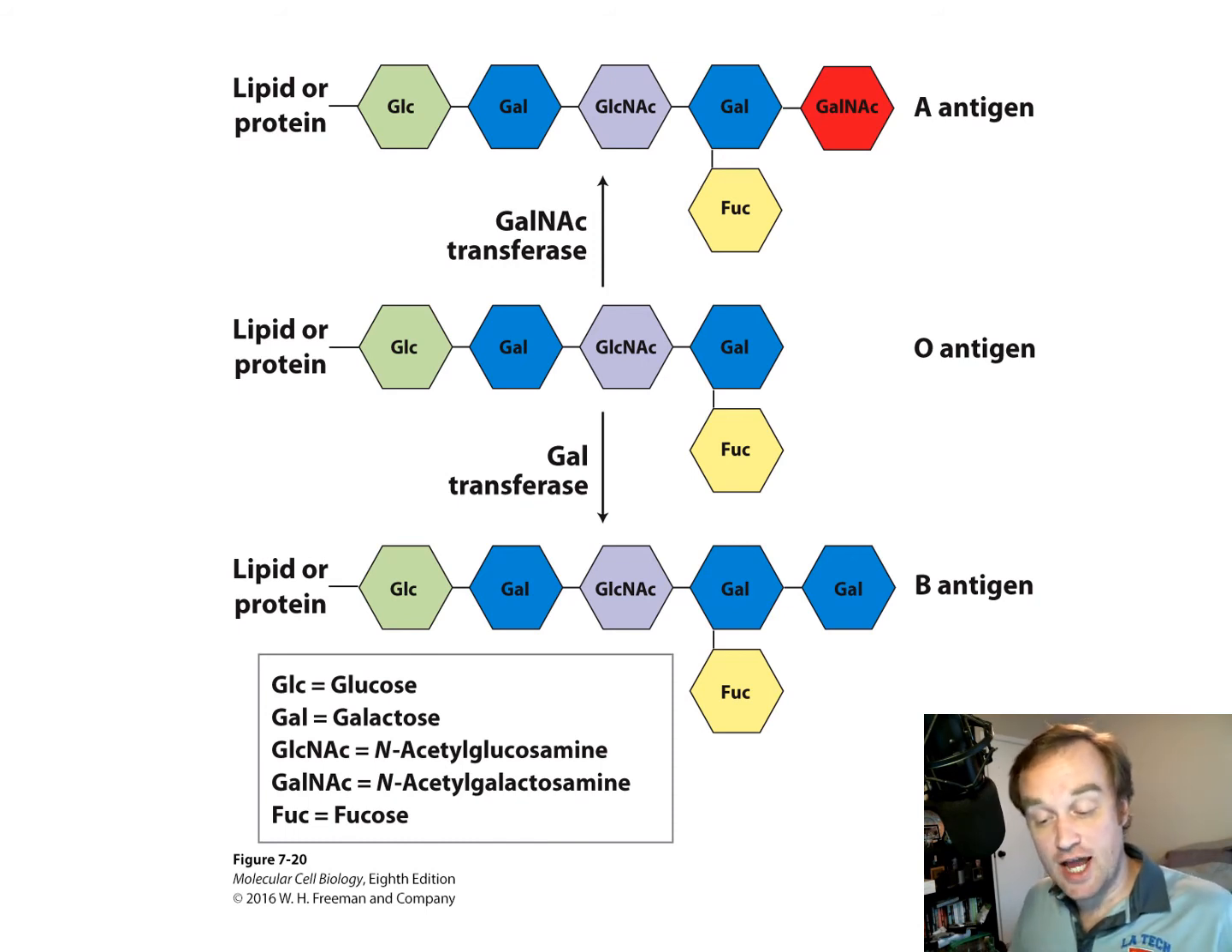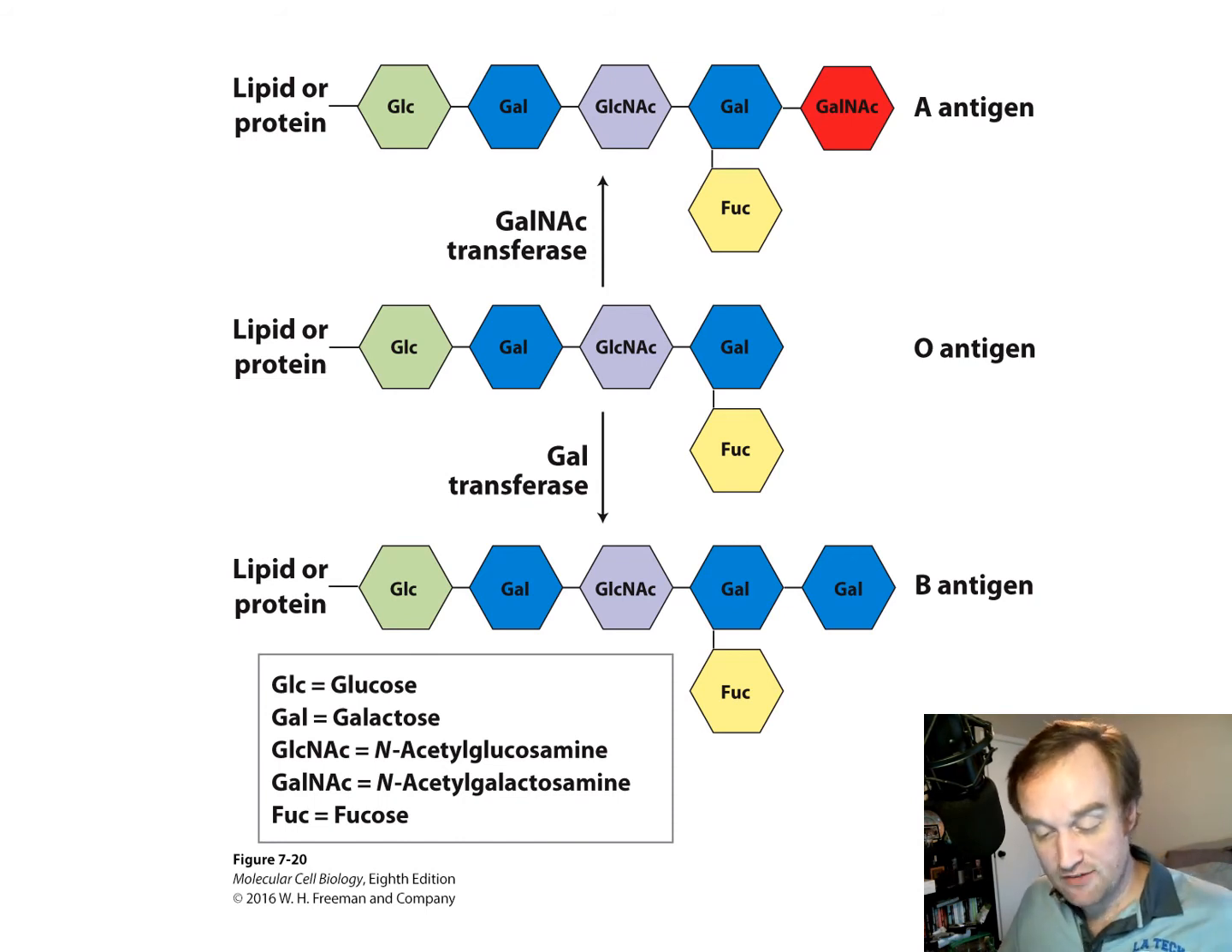The presence or absence of glycosyltransferases that add galactose or N-acetylgalactosamine or both determine the person's blood type. So let's break this down.